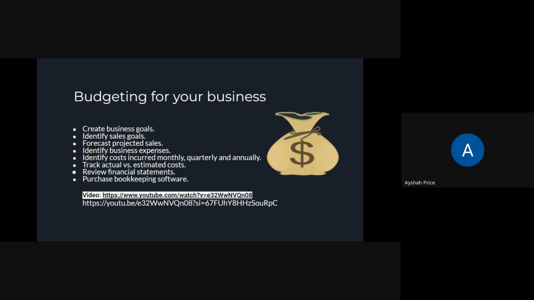So identify the costs that are incurred, like we said, monthly, quarterly, and annually. Track your actual versus your estimated costs. So you're going to do an estimated budget of what you project to spend each month on those different operating expenses. And that spreadsheet that I put on Schoology is great for you. I'll show you that in a minute.